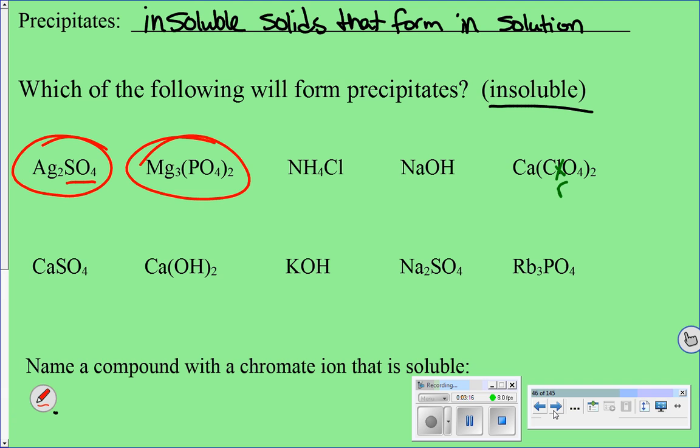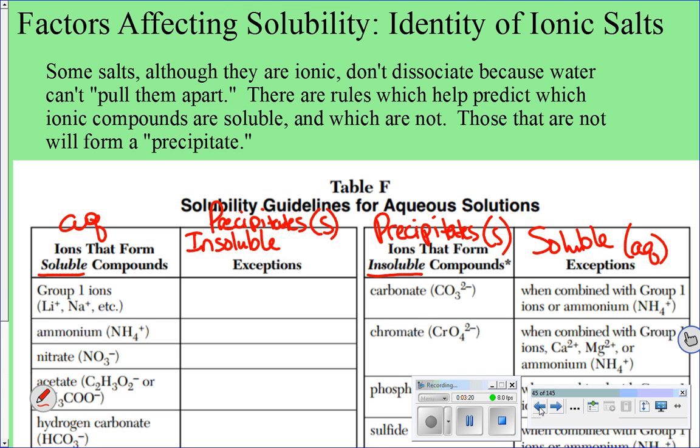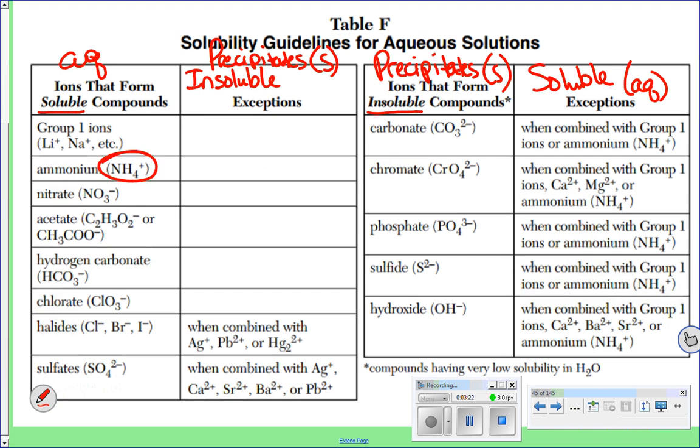Our next compound is NH4Cl. You can actually look up either one of these. If you started by looking up NH4, you can see that that's typically soluble, and there are no exceptions. If you started by looking up Cl, it's very often soluble. None of these are NH4, so that's going to be a soluble compound. It will not form a precipitate.